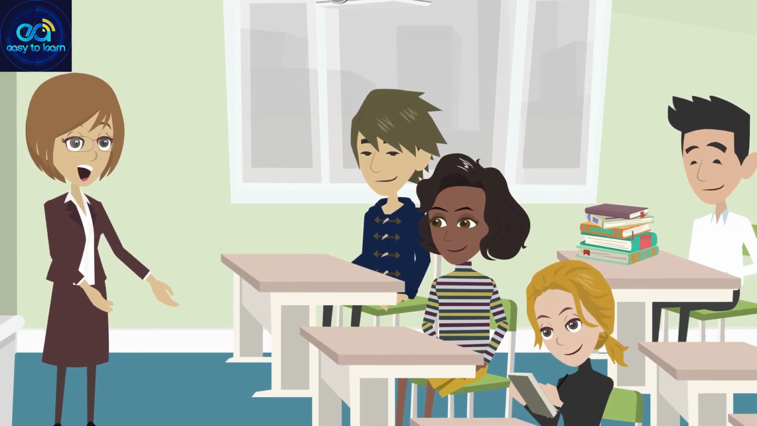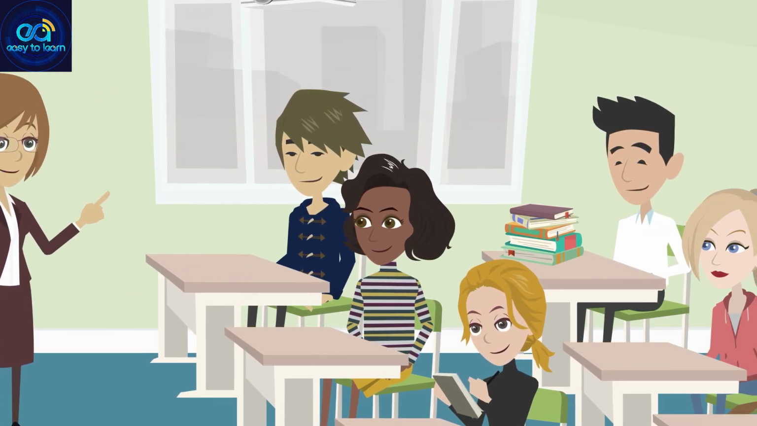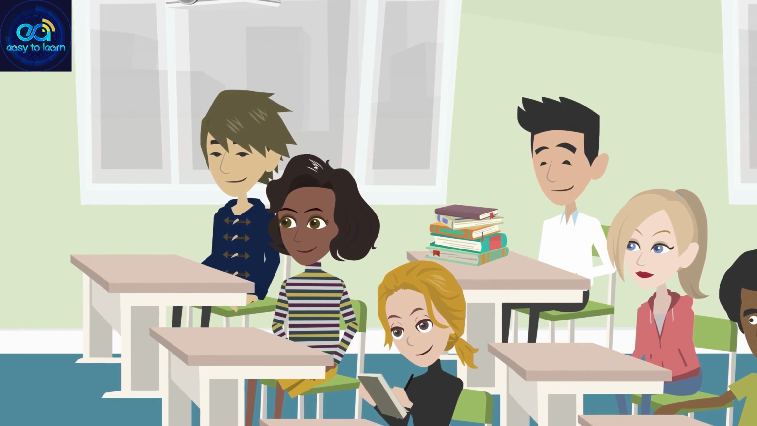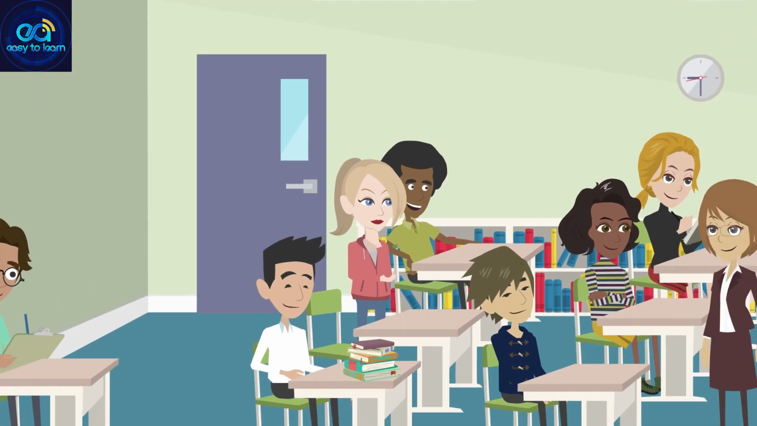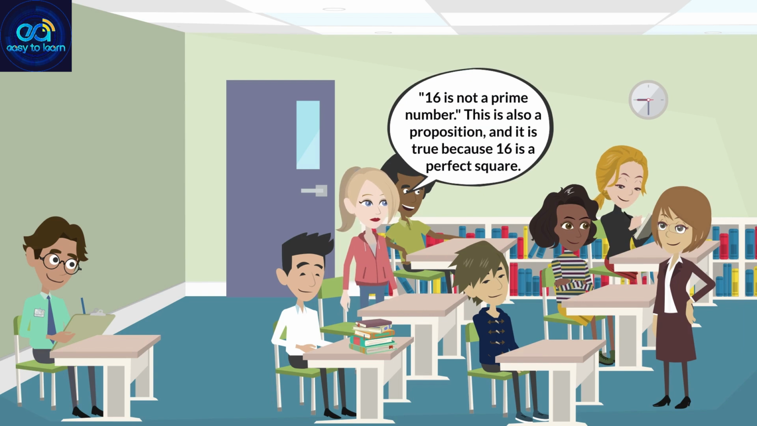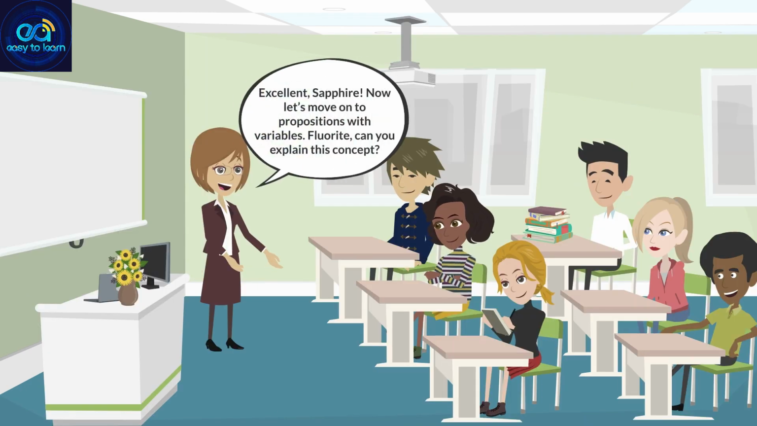Excellent. Sophia, can you give me another example of a proposition? 16 is not a prime number. This is also a proposition, and it is true because 16 is a perfect square. Excellent, Sophia. Now, let's move on to the proposition with variables.